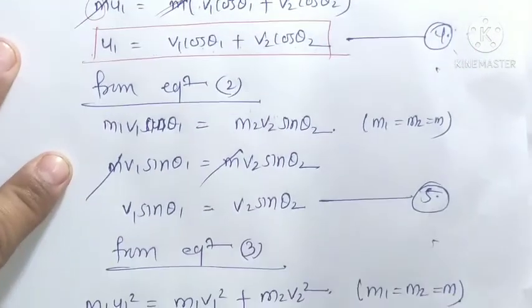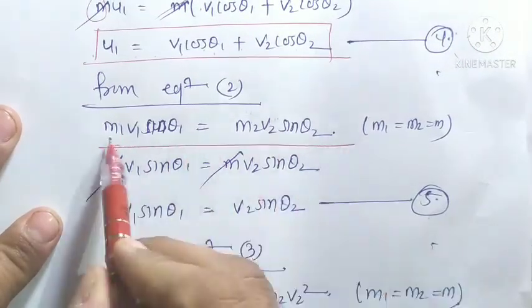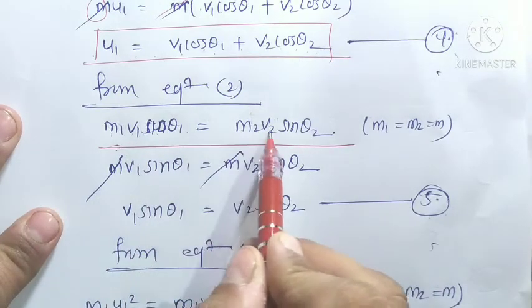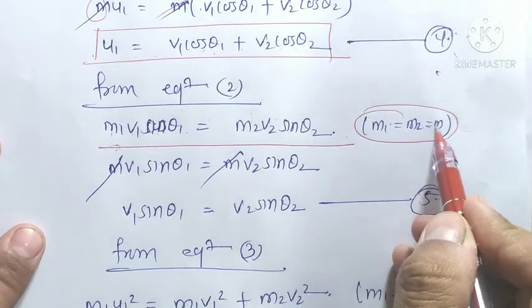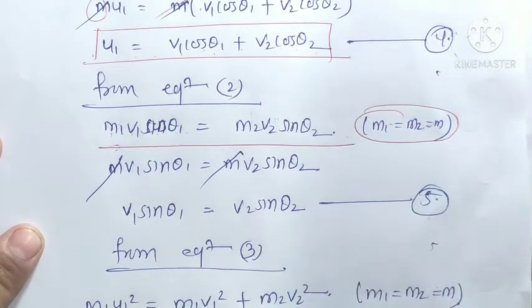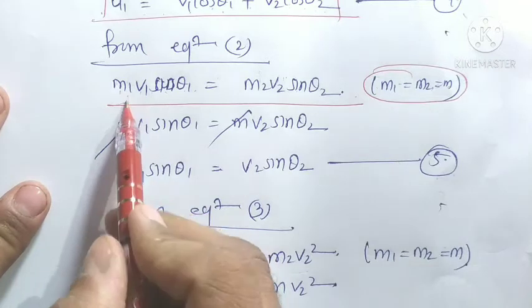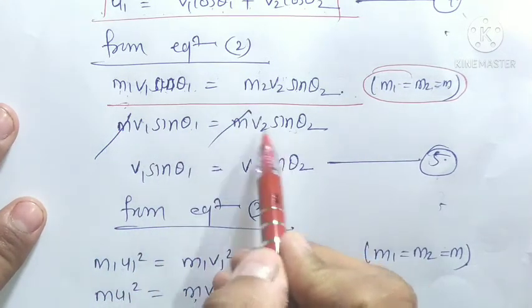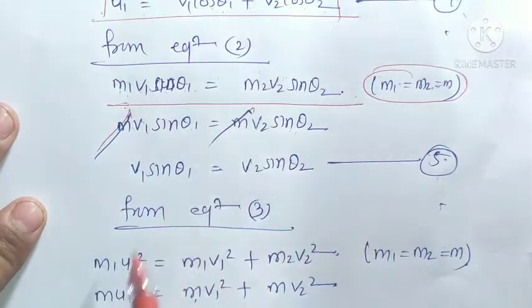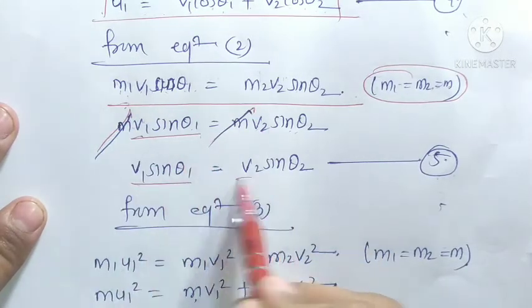Now we use equation number 2: m1 v1 sin theta 1 is equal to m2 v2 sin theta 2. Here we apply the condition m1 is equal to m2 is equal to m, both bodies having the same mass. Then m and m cancel each other. What is left is v1 sin theta 1 is equal to v2 sin theta 2.